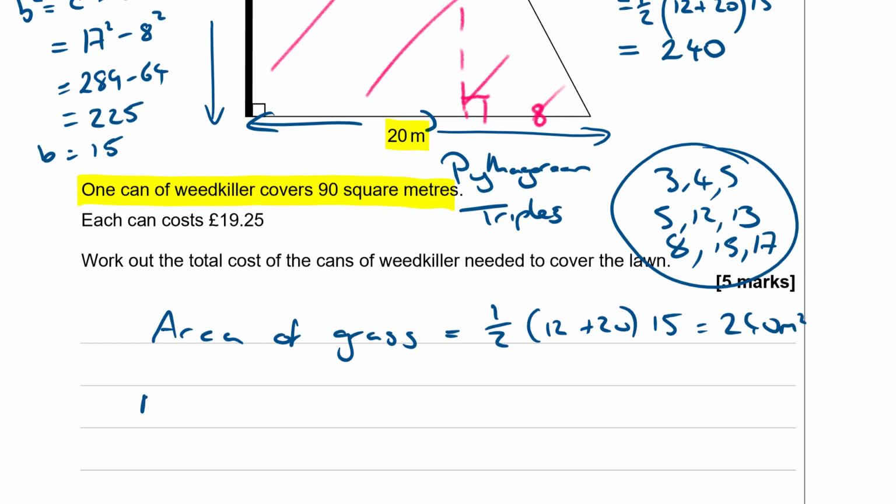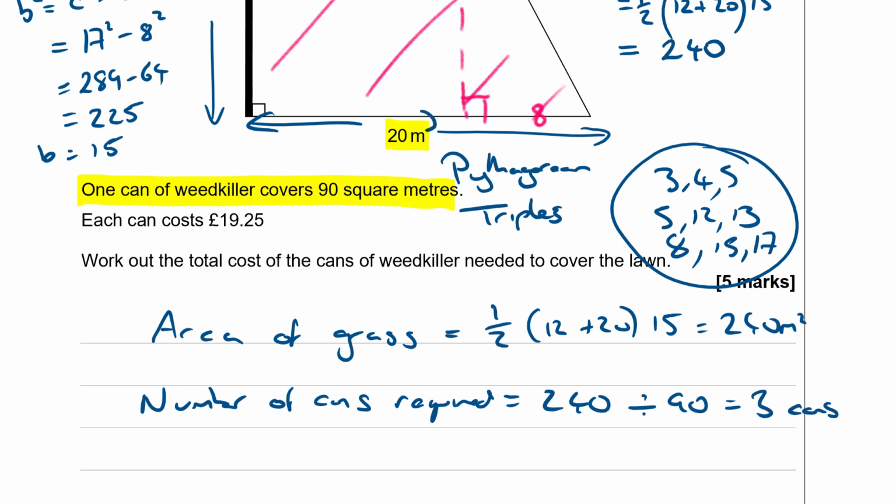So number of cans required is 240 divided by 90, which is 3 cans. Just going to write it down like that.